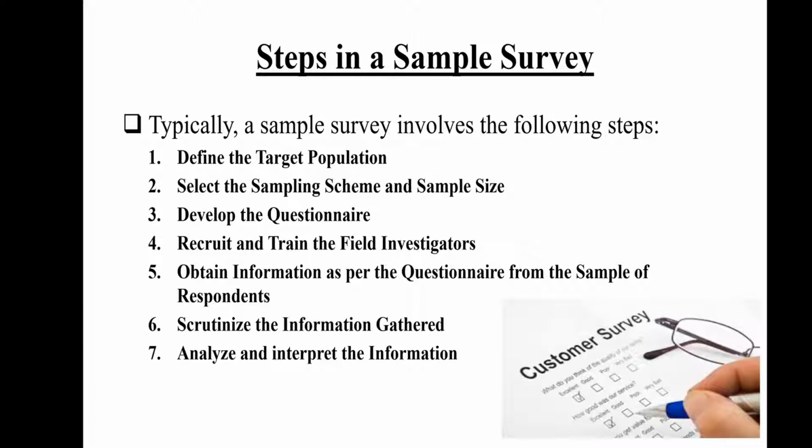Number 1 is defining the target population. Number 2, selecting the sampling scheme and sample size. Number 3, developing the questionnaire. Number 4, recruiting and training the field investigators. Number 5, obtaining information as per the questionnaire from the sample of respondents. Number 6, scrutinizing the information gathered. Number 7, analyzing and interpreting the information.